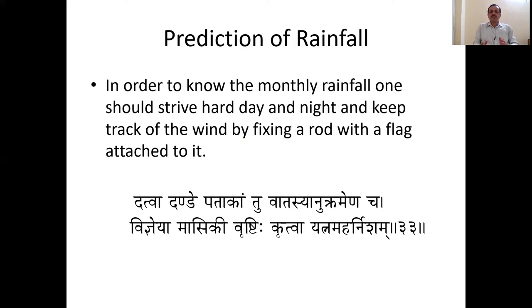In order to know the monthly rainfall, one should strive hard day and night and keep track of the wind by fixing a rod with a flag attached to it. How to predict, he says: one should keep track of the wind. How? By fixing a rod with a flag attached to it. This is how in ancient days, at the time of Parashara, they used it to predict the rainfall.